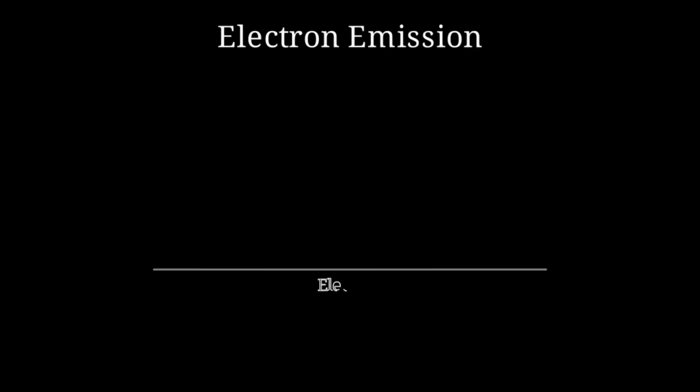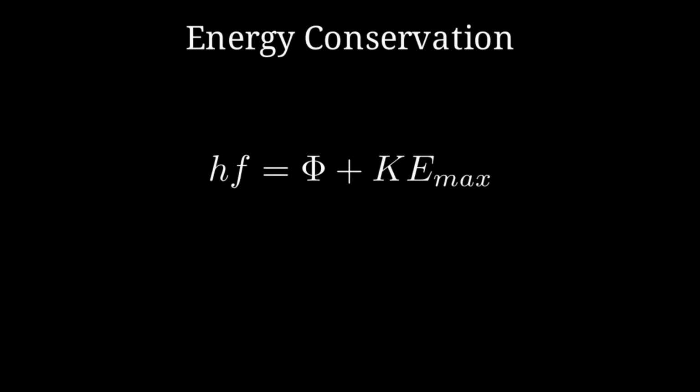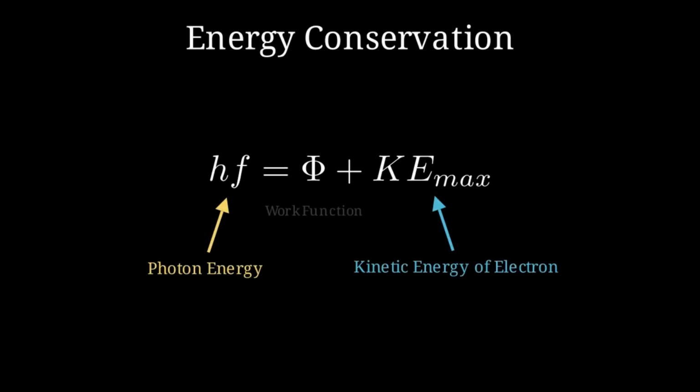When a photon with sufficient energy hits an electron, it transfers all its energy instantly. The electron is ejected from the metal and is then referred to as a photoelectron. According to the law of conservation of energy, the energy of the photon equals the work function plus the maximum kinetic energy of the emitted electron. Any leftover energy after the escape becomes motion.